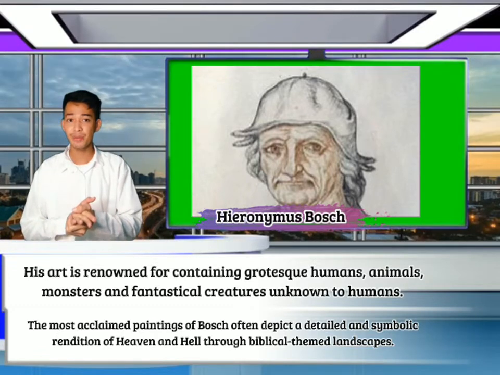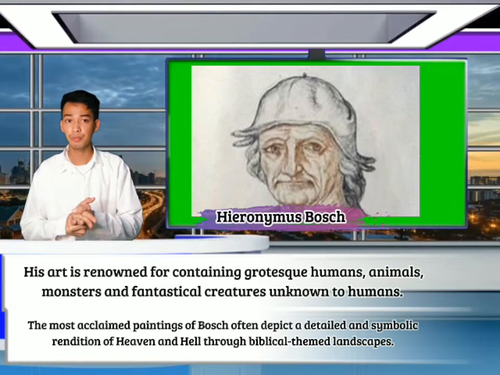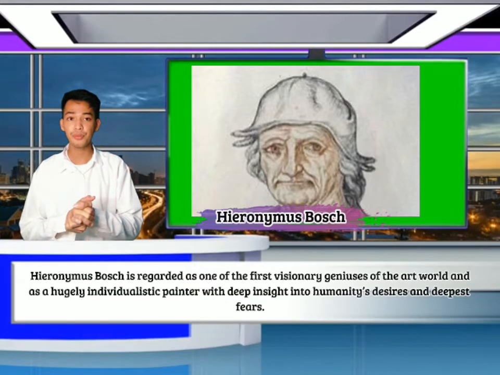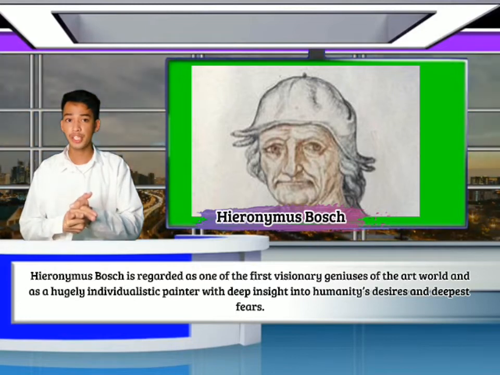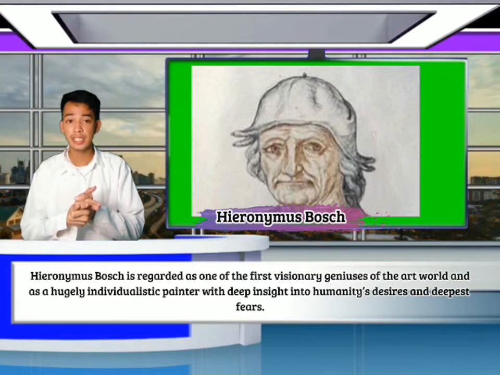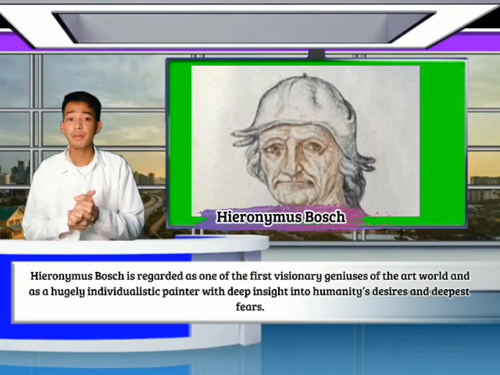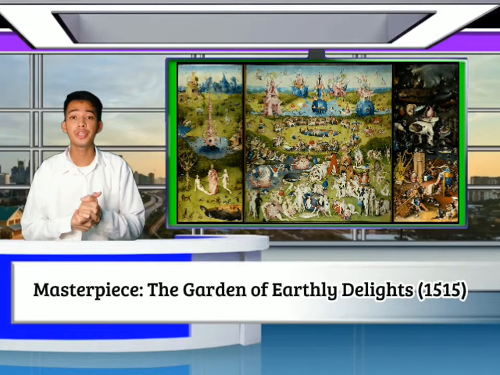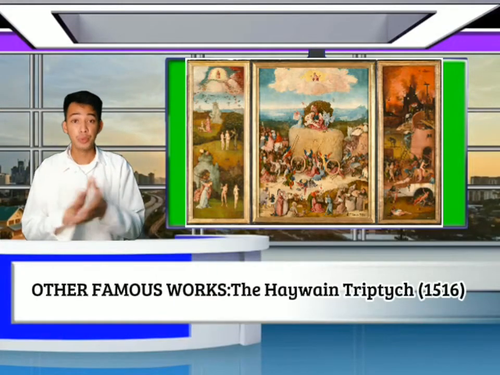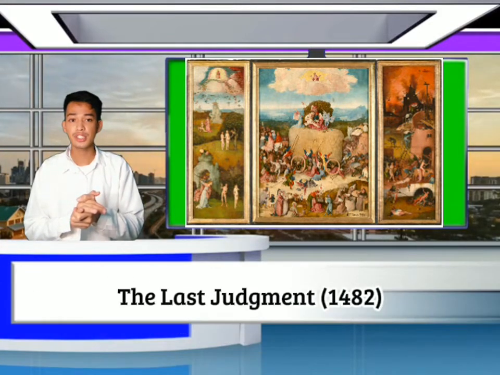The most acclaimed paintings of Bosch often depict a detailed and symbolic rendition of heaven and hell through biblical-themed landscapes. Hieronymus Bosch is regarded as one of the first visionary geniuses of the art world and as a hugely individualistic painter with deep insight into humanity's desires and deepest fears. One of his masterpieces is the Garden of Earthly Delights, and other famous works of his are the Haywain Triptych and the Last Judgment.